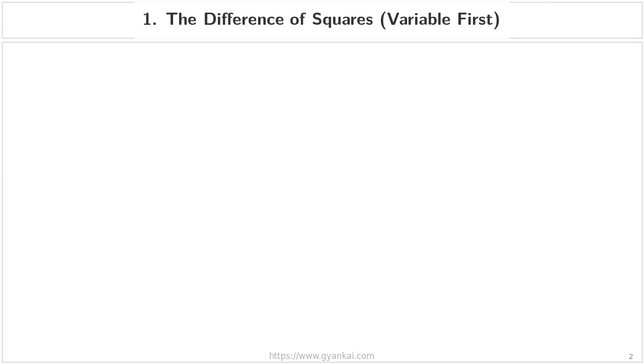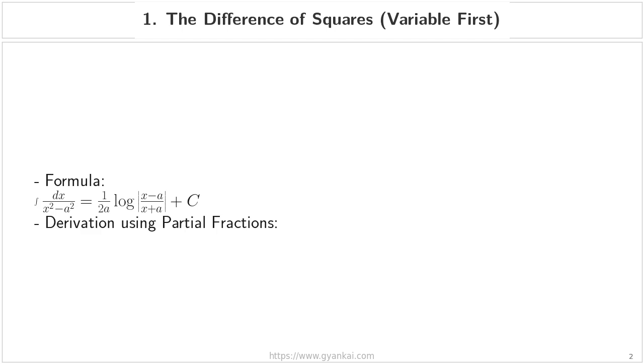1. The difference of squares, variable first. Now, let's dive into the first specific formula. This slide focuses on the case where we have an integral of 1 over x squared minus a squared. The formula is as follows. The integral of 1 over x squared minus a squared with respect to x is equal to 1 over 2a times the natural logarithm of the absolute value of x minus a divided by x plus a, plus the constant of integration, c. Let's break down how we arrive at this formula.